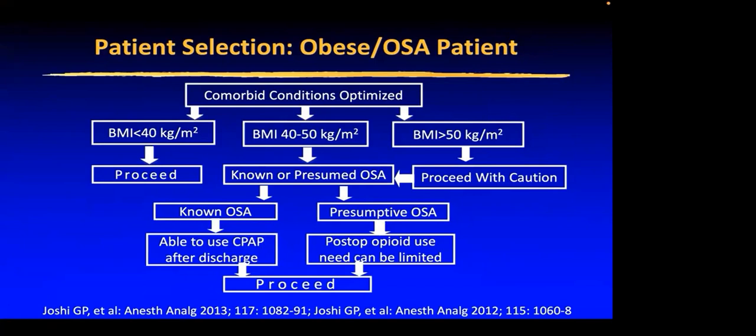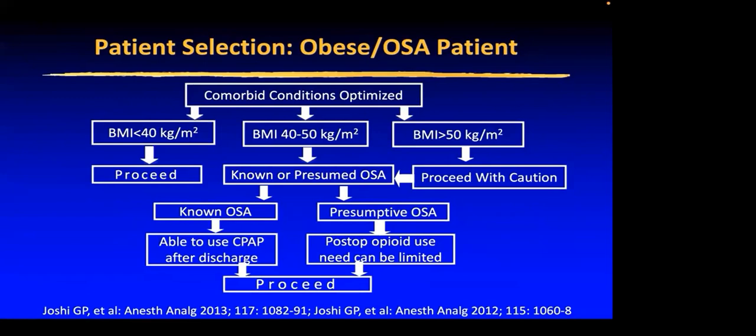Patients with sleep apnea can be divided into two categories: those with known sleep apnea, meaning they have had a sleep study done, been diagnosed with sleep apnea and prescribed CPAP, and those with a presumptive diagnosis of sleep apnea. That means the diagnosis is made based on tools such as the STOP-Bang criteria. In this patient population, obviously there is no firm diagnosis, and thus these patients may not have a CPAP prescribed to them.